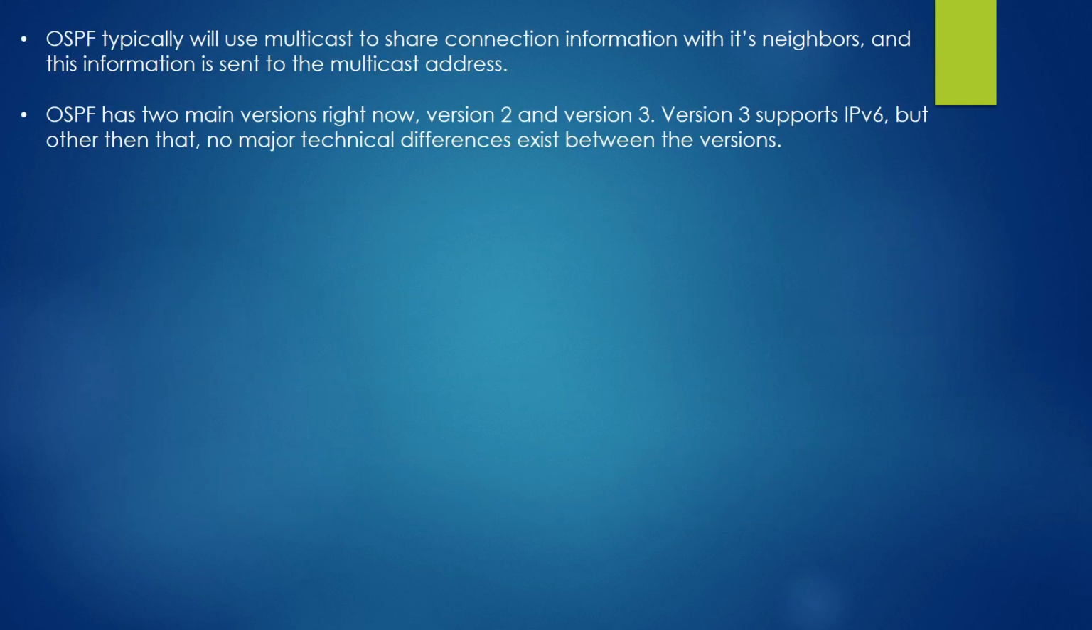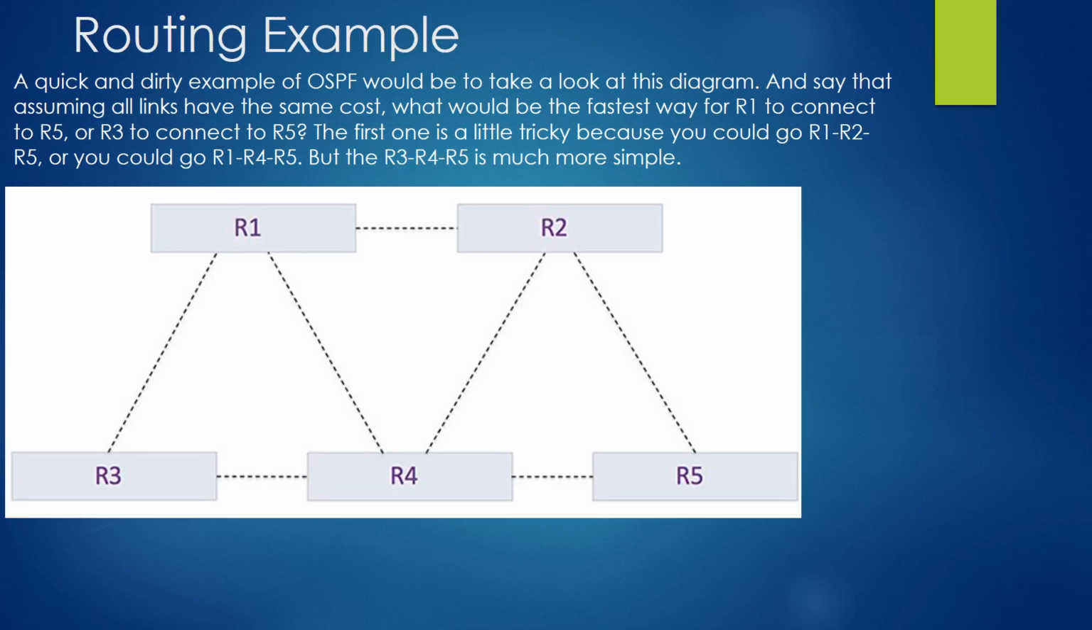OSPF typically will use multicast to share connection information with its neighbors, and this information is sent to the multicast address. OSPF has two main versions right now, version 2 and version 3. Version 3 supports IPv6, but other than that, no major technical differences exist between the two versions.